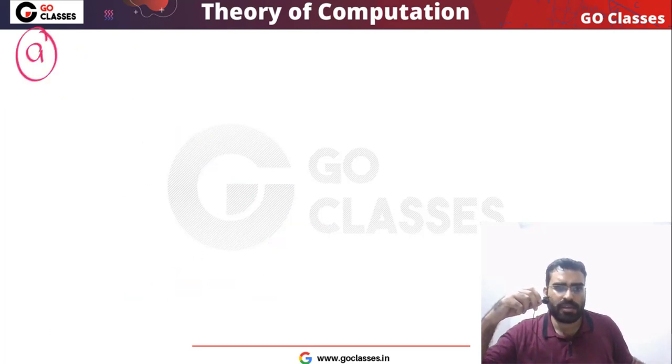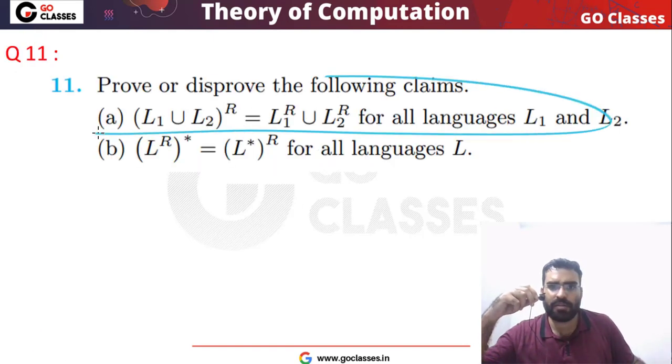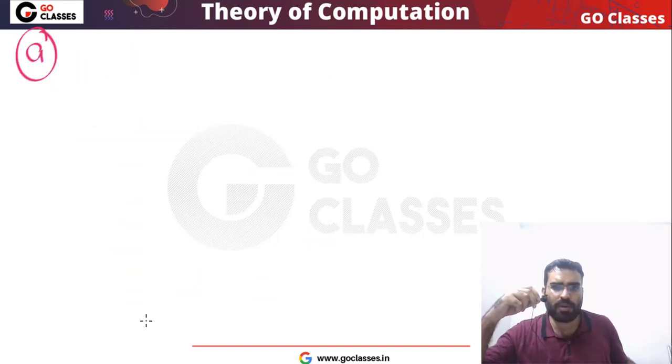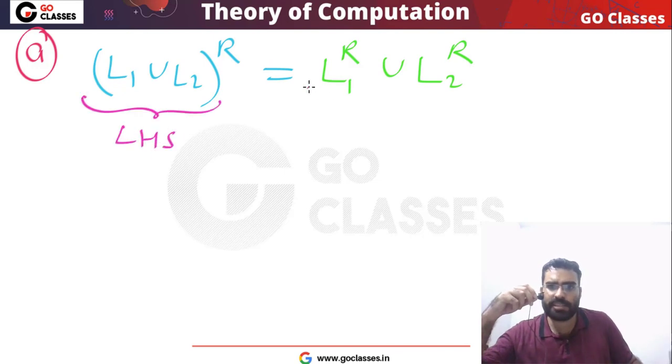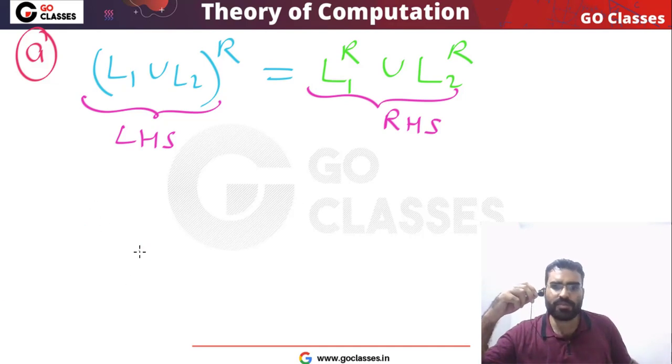Now let me prove this part. This is what we have to prove: (L1 union L2) whole reverse is equal to L1 reverse union L2 reverse. Let me call the left side LHS and the right side RHS. Now first I will prove that every string of LHS is also in RHS. First I will prove that LHS is a subset of RHS.